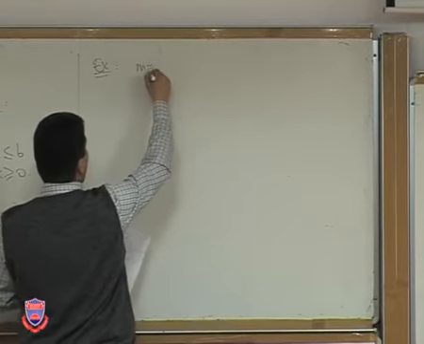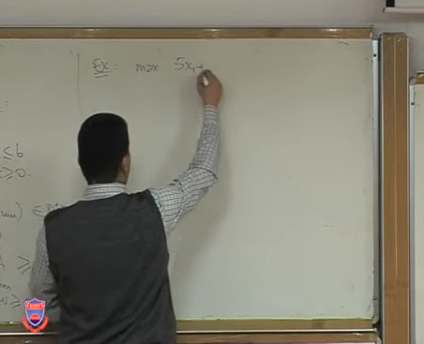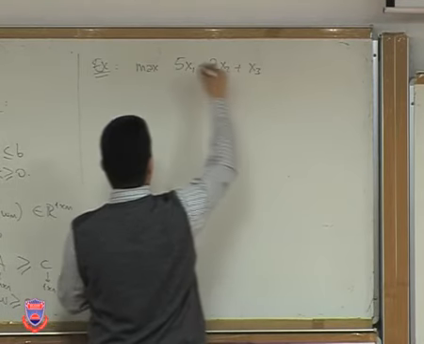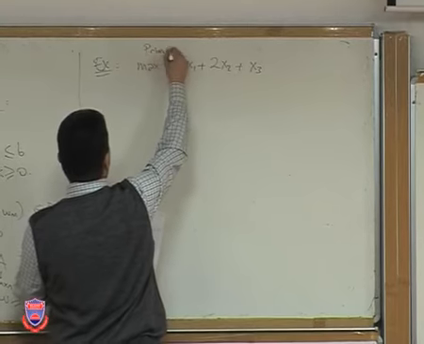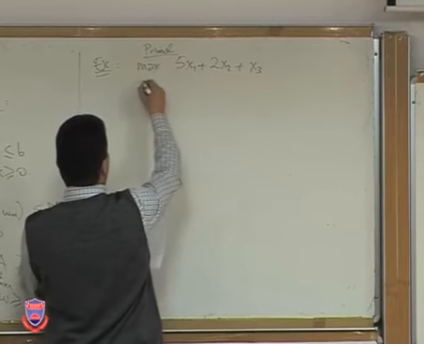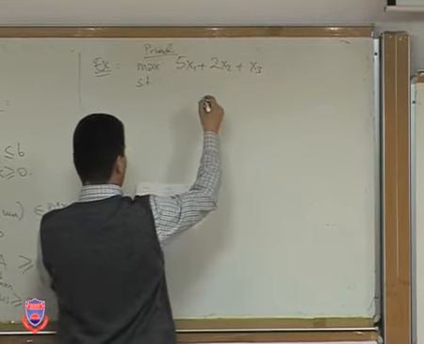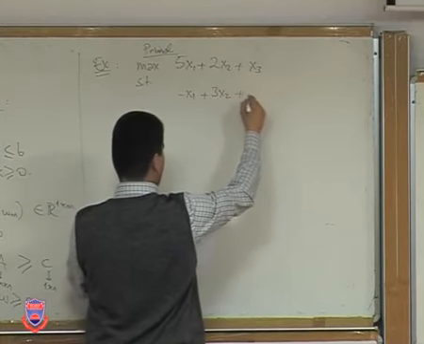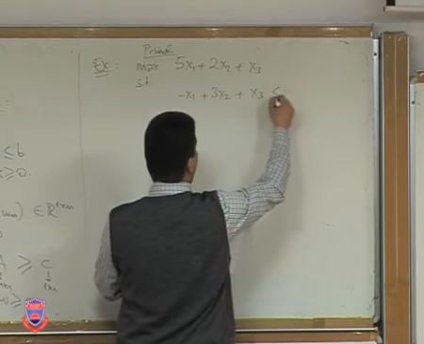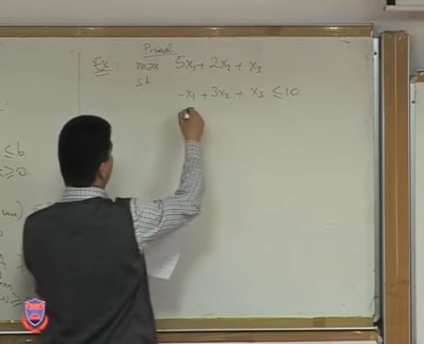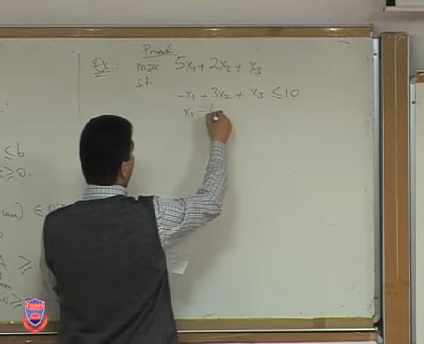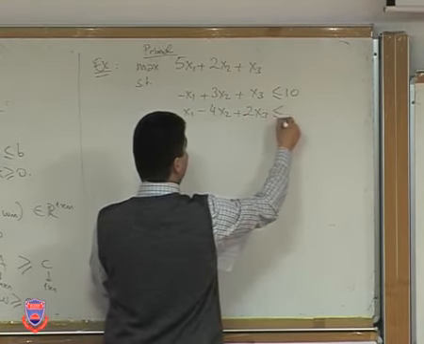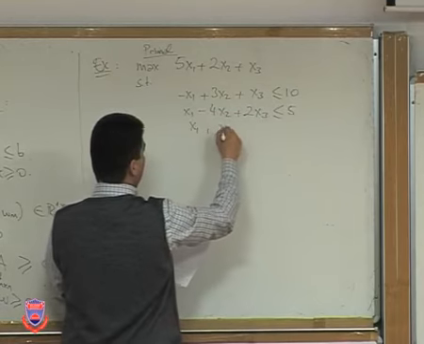So suppose that I have the following problem. I want to maximize 5x1 plus 2x2 plus x3. So this is my primal problem. Subject to minus x1 plus 3x2 plus x3 is less than or equal to 10. So that's my first constraint. x1 minus 4x2 plus 2x3 is less than or equal to 5. And then x1, x2, and x3 are all non-negative.